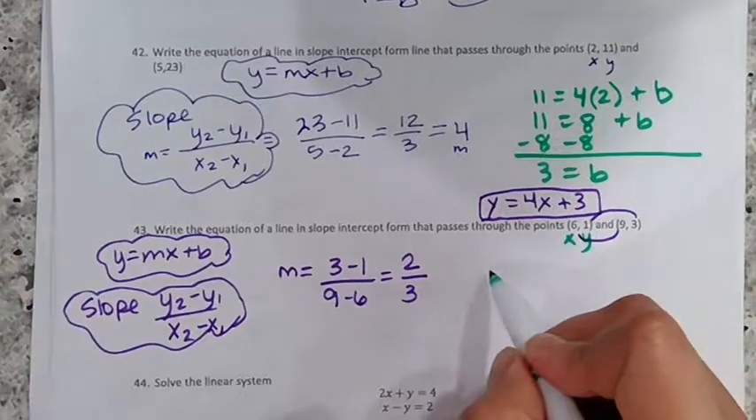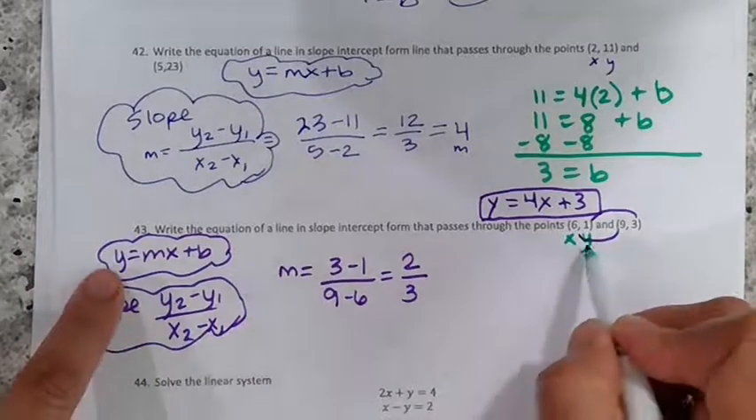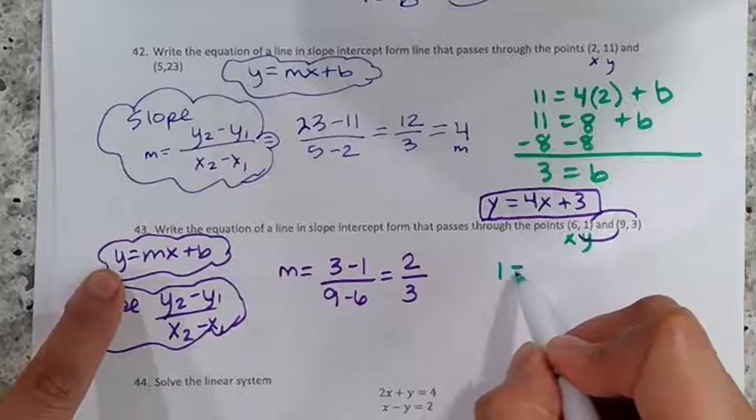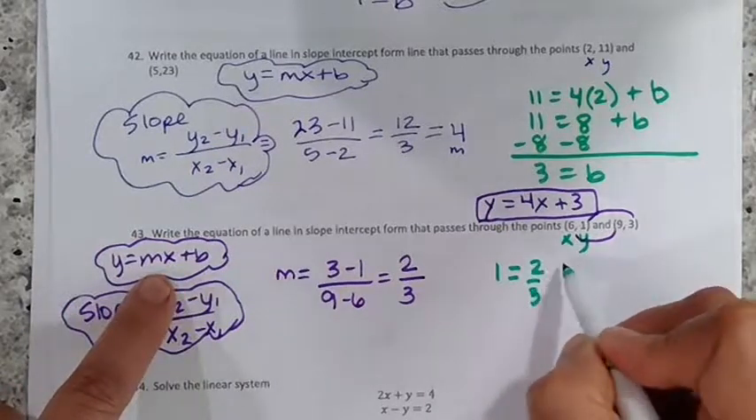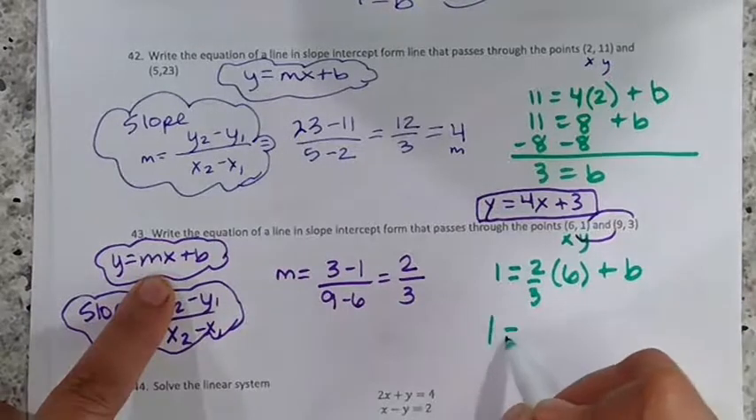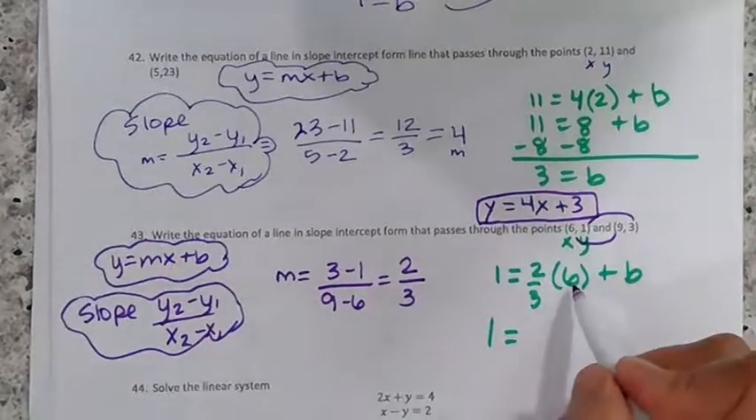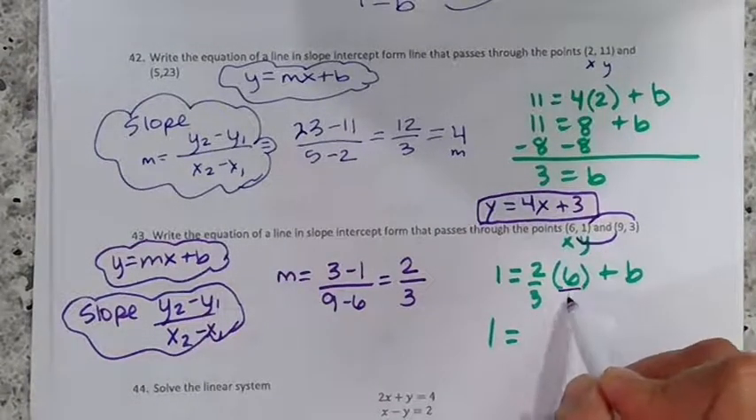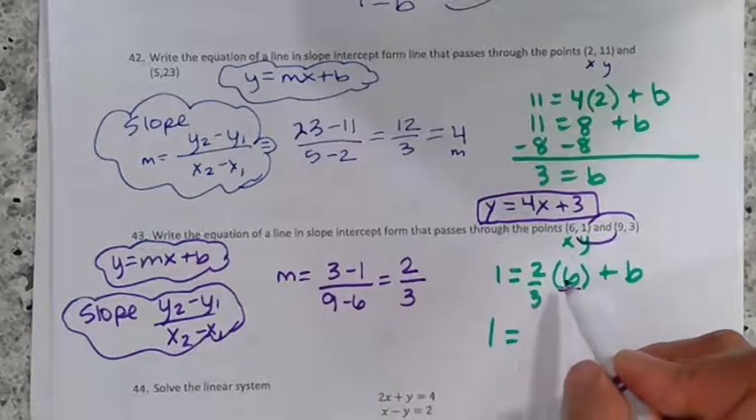So your equation is y equals mx plus b. Y value is 1. Slope is 2/3. X value is 6 plus b. Clean this up and be careful. 2/3 of 6 is the same thing as 2/3 times 6 over 1. You can cross cancel this, so 3 goes into 6 twice.